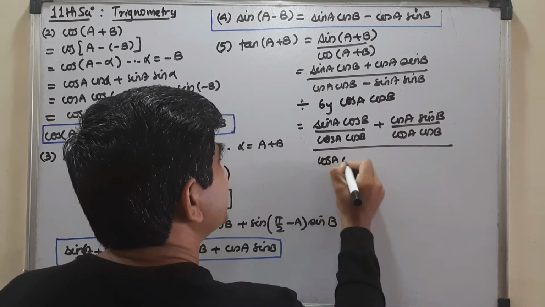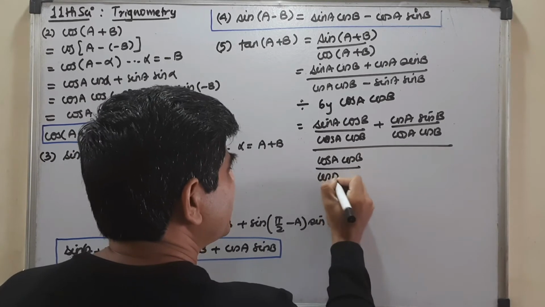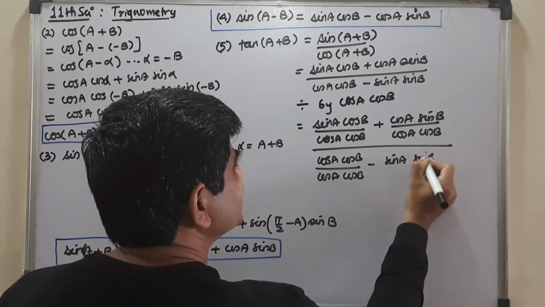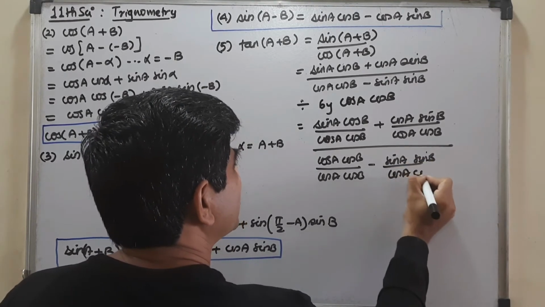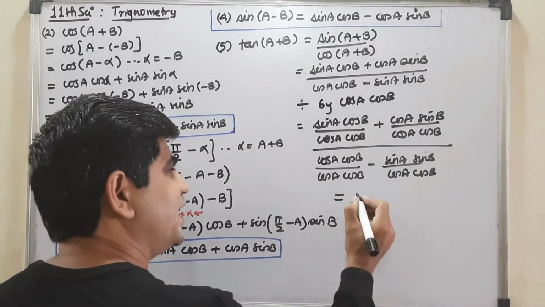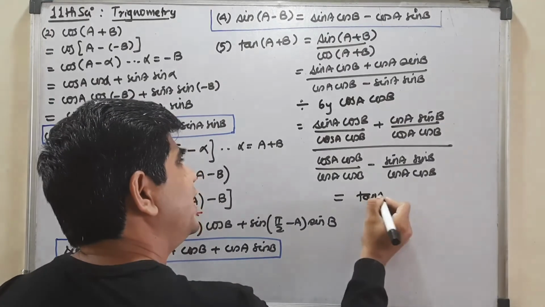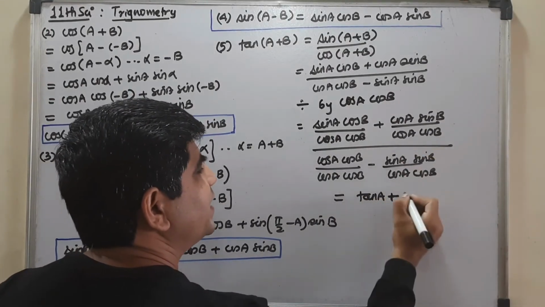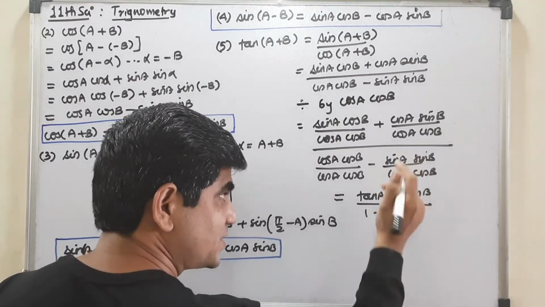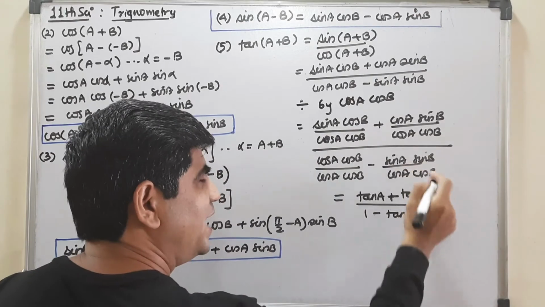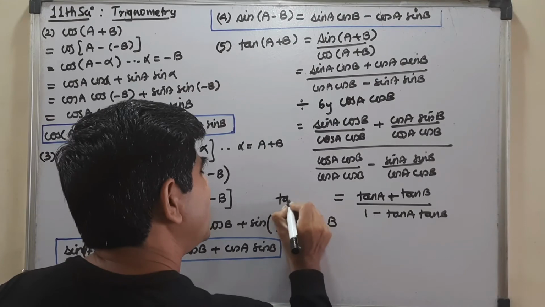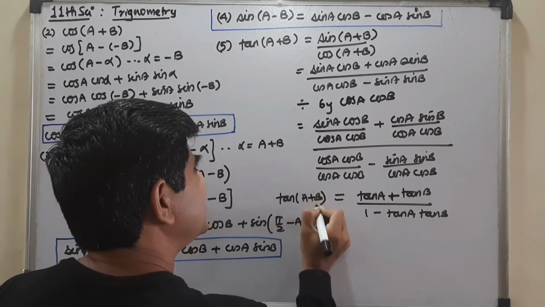and then cos A cos B divided by cos A cos B minus sin A sin B divided by cos A cos B. Okay, so obviously what do you get here? I get tan A plus tan B, and here 1 minus tan A tan B. So very good, it all got converted in the form of tan.